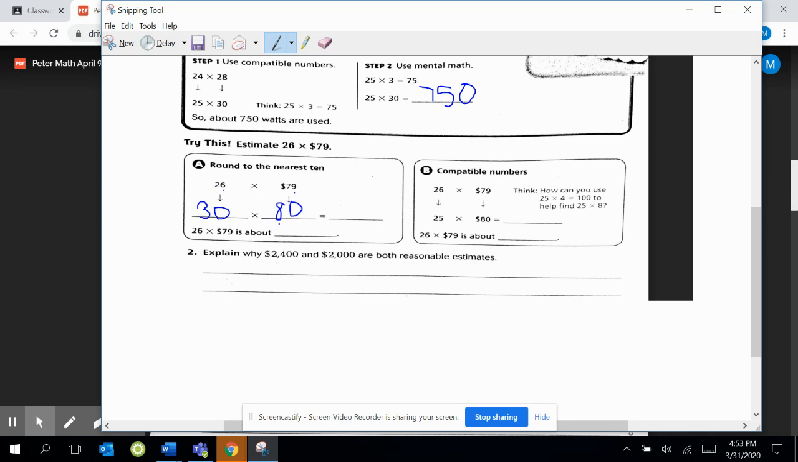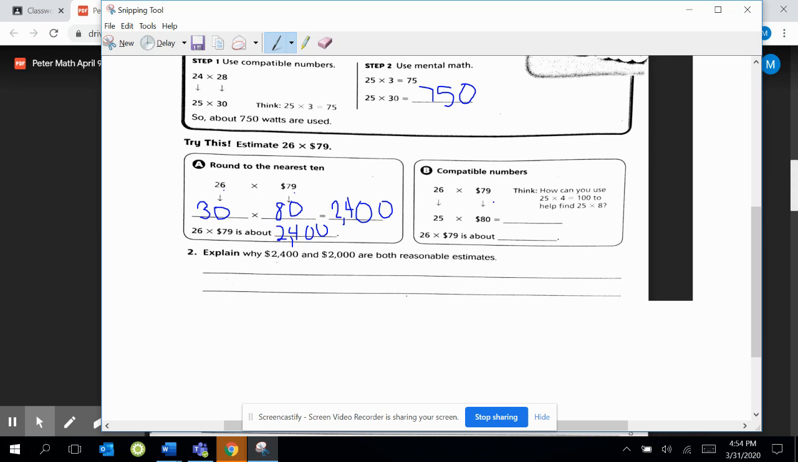so think 3 times 8. 3 times 8 is 24. And then how many zeros? 1, 2. So we're going to have 2 zeros here. So 26 times 79 is about 2,400. Okay? All right. Now, let's think about the same problem using compatible numbers.